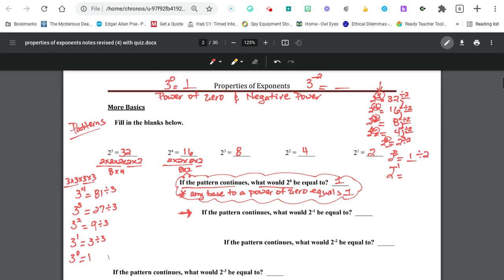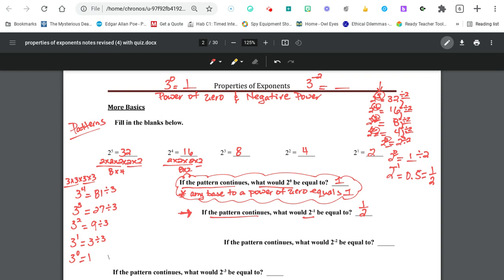1 divided by 2. And somebody's going to say, oh, that's 0.5. It is 0.5. But I don't want to write it as a decimal. If you split 1 in half, you do get 0.5. I want to write it as a fraction. So I'm going to keep writing these as fractions, as 1 half. So it says if the pattern continues, what is 2 to the negative first power? Put the fraction form for me. 1 half, okay? It's not wrong if you put the decimal form.